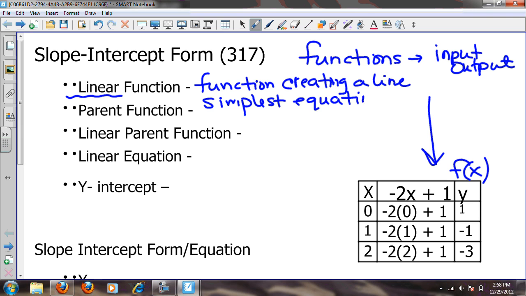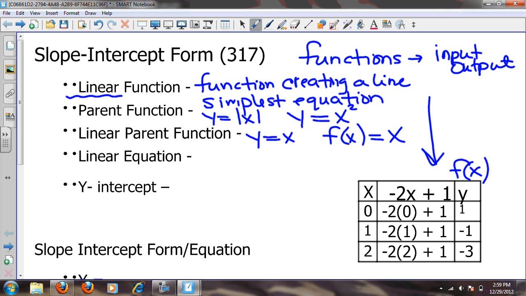And if we think about our special functions, remember our absolute value and our squared, that yellow poster? The parent function of those would be like y equals the absolute value of x. That's going to create a v with 0, 0, that's the origin. Or y equals x squared. Those are parent functions. Linear parent functions are going to be y equals x, or f of x equals x. Because linear means I'm going to have a line.